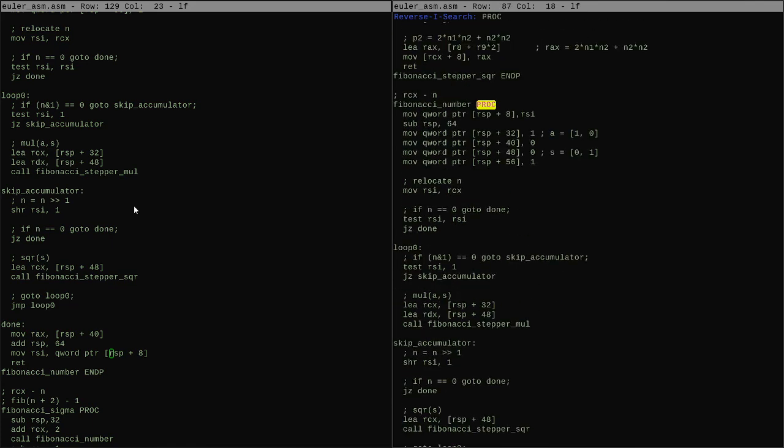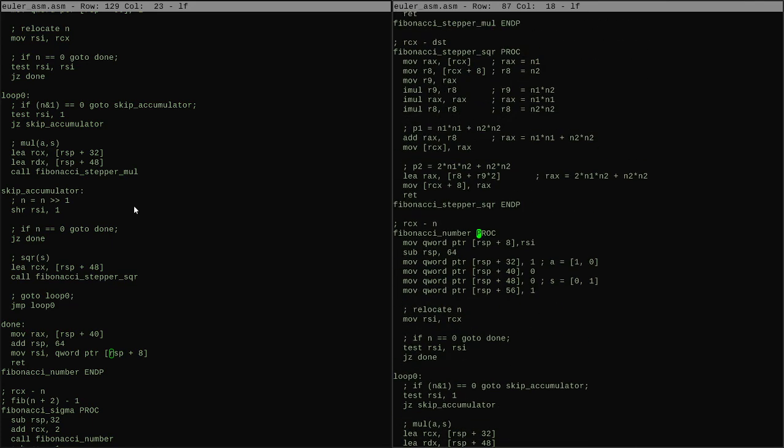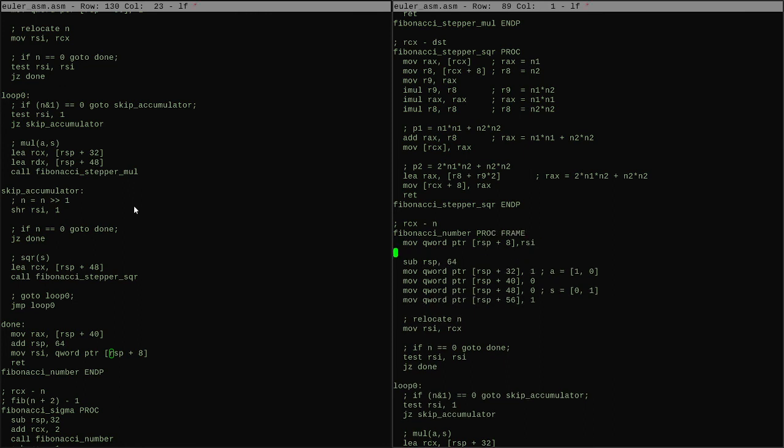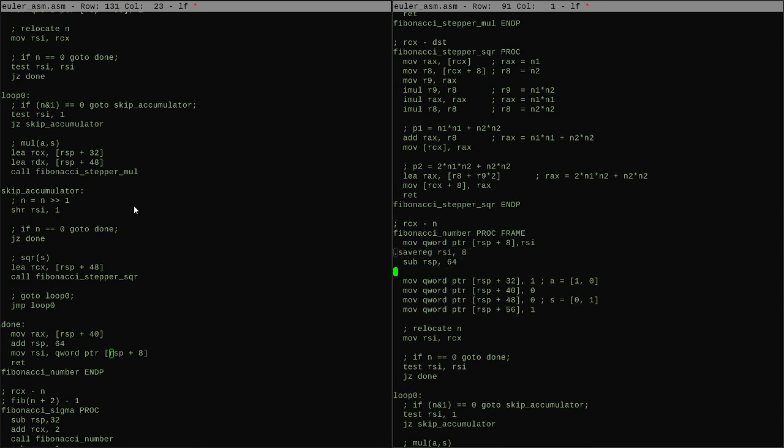Keyword putter, right. But yeah, anytime where I do sub RSP, I need to be doing this too. So save reg RSI 8. That's my theory on that one.